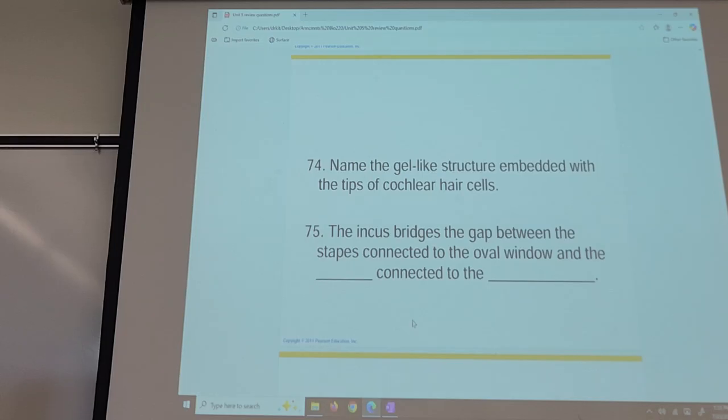Okay. Name the gel-like structure embedded within the tips of cochlear hair cells. Starts with an O. Otolithic membrane, yeah. The incus bridges the gap between the stapes connected to the oval window and the malleus connected to the tympanic membrane. Sorry, malleus.